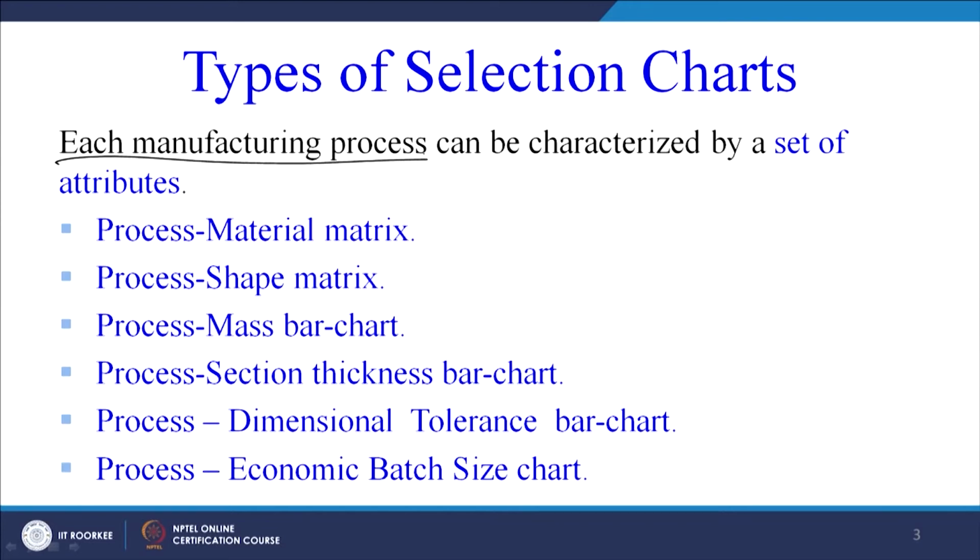So all that data is available in the form of selection charts, and each product designer must have the information related to these process charts so that he can use this information during his or her product design process. So now let us quickly see what are the set of attributes. Now each manufacturing process can be characterized by a set of attributes. Now the types of charts that are available, the process material charts.